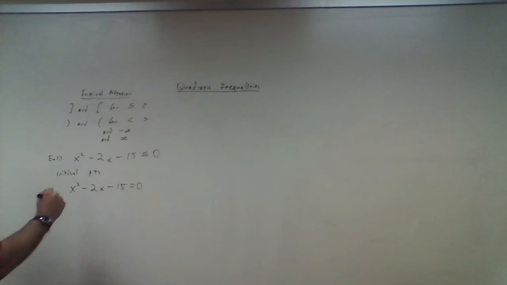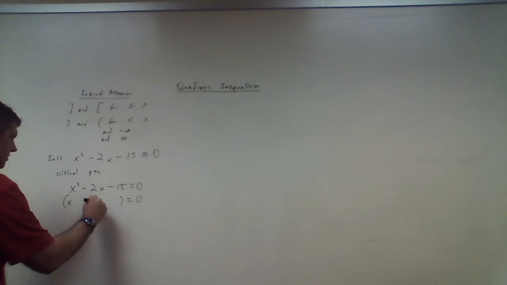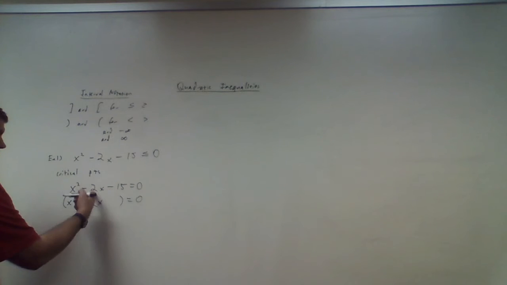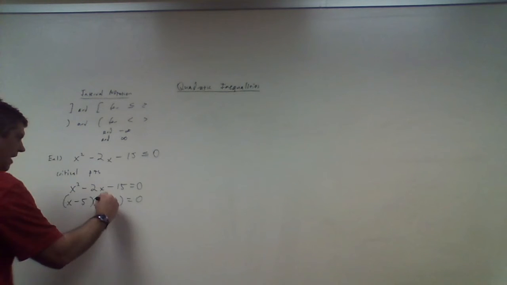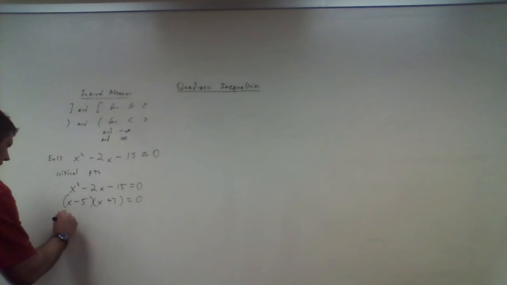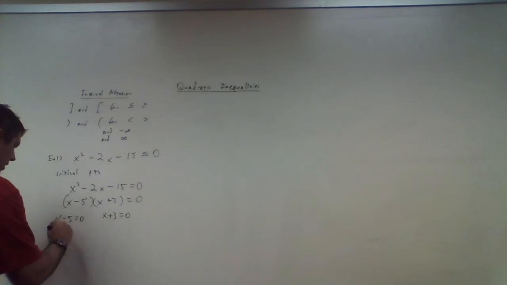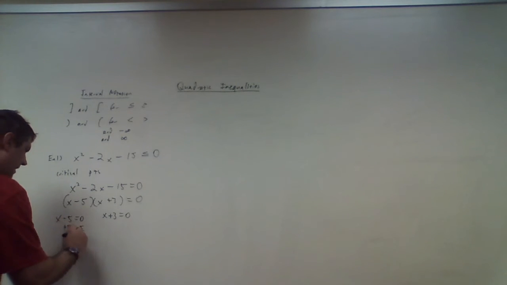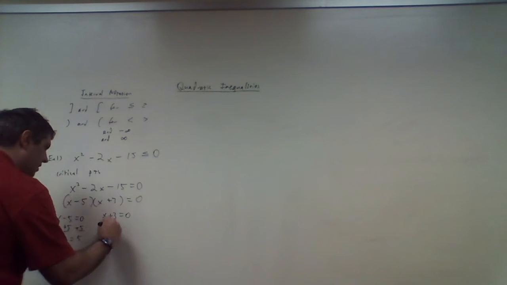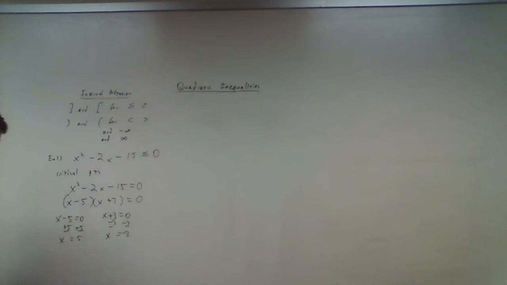It's factorable. So we have x, two factors of negative 15 that add to negative 2: negative 5, positive 3. Okay, that might be different than what I have on the paper, but that's okay. So we have x minus 5 equals 0, x plus 3 equals 0. Add your 5, x equals 5. Subtract your 3, x equals negative 3. So those are my critical points.